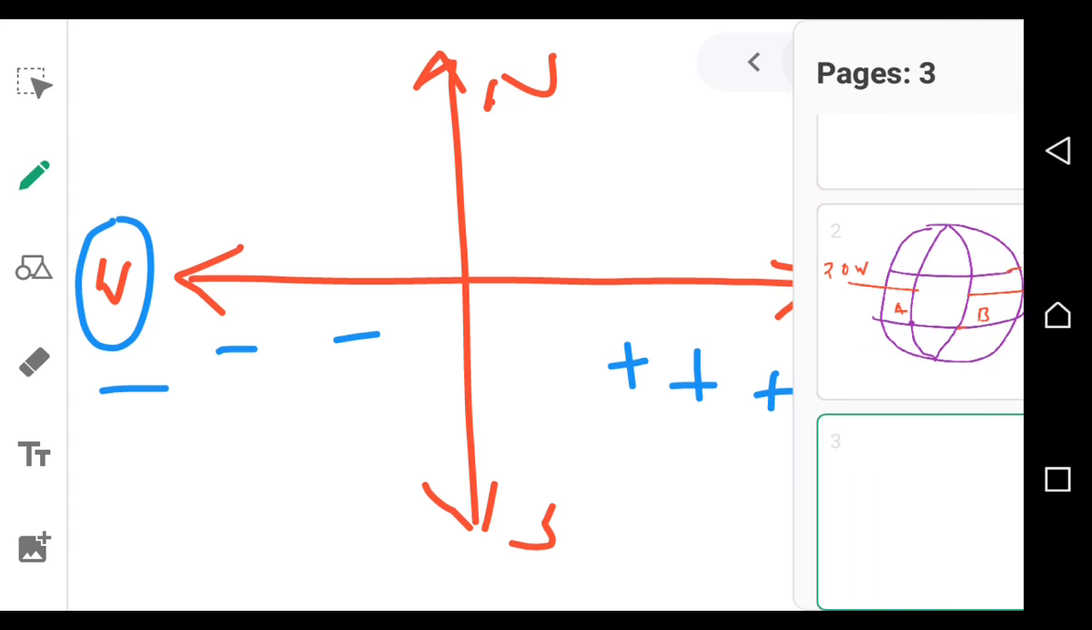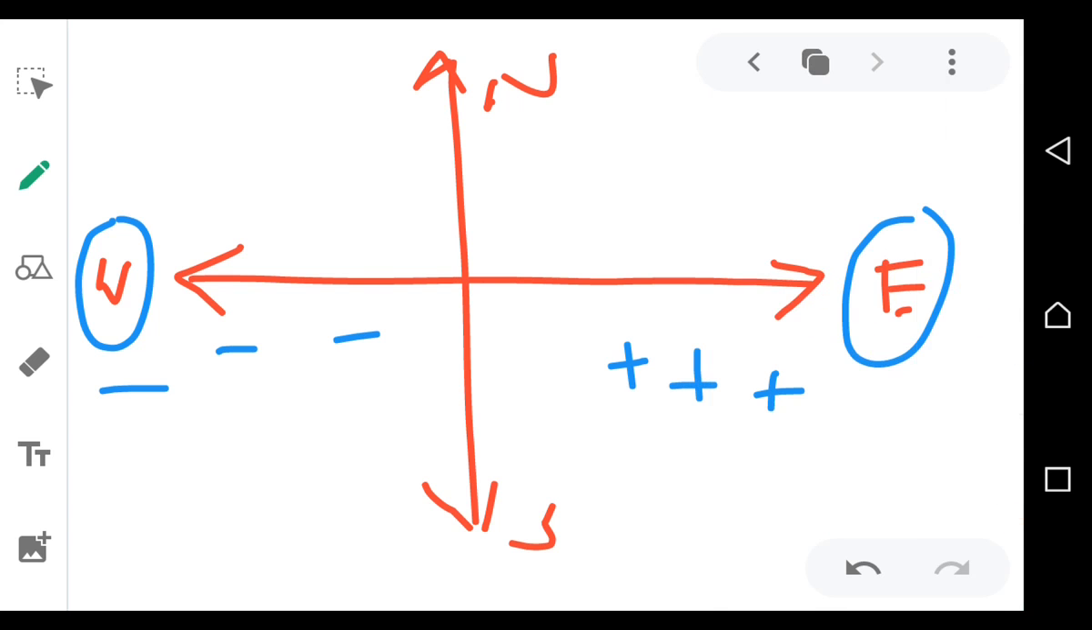If you're moving to the east side, since the east side is positive, you can see positive. So if you're moving to the east side, it means you're adding. If you're moving to the west side, it means you're subtracting. That's why the west side on the number line is negative. I hope that is clear.